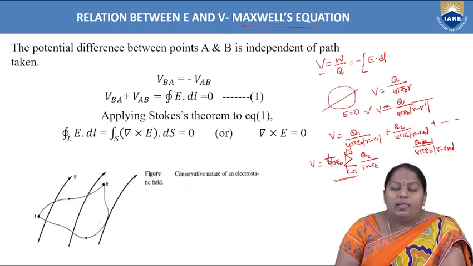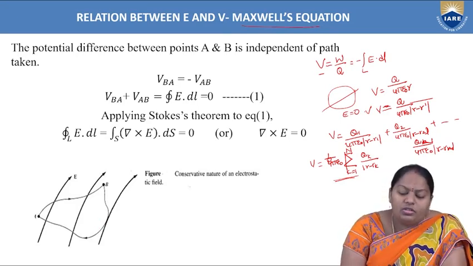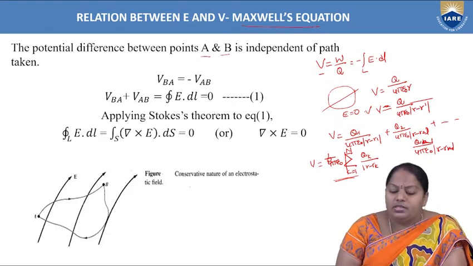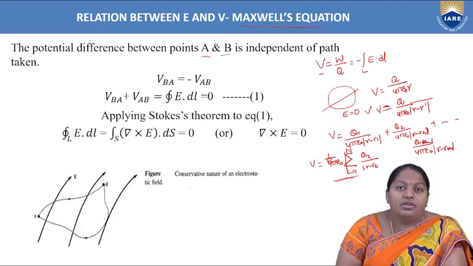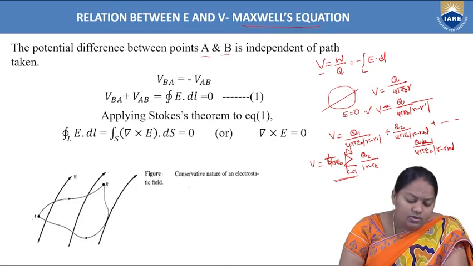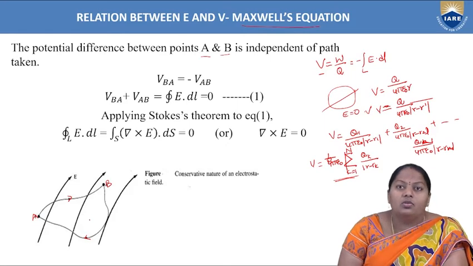Now the potential difference between the points A and B, the two reference points, is independent of the path taken. Consider the figure showing the conservative nature of an electrostatic field. If you consider two reference points A and B, the A to B moving direction will be like this and the B to A direction will be like this. Hence it becomes completely one closed path.